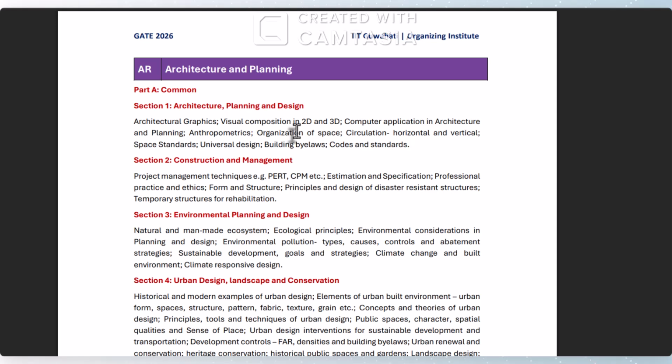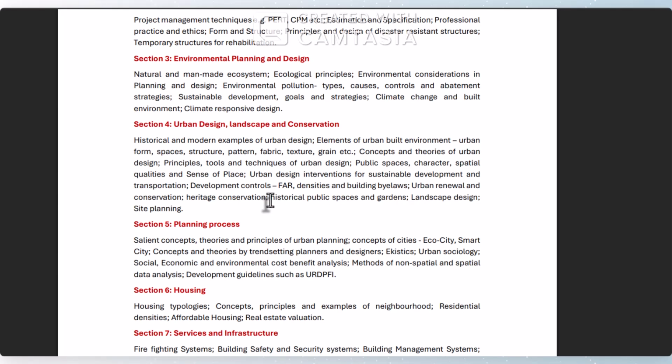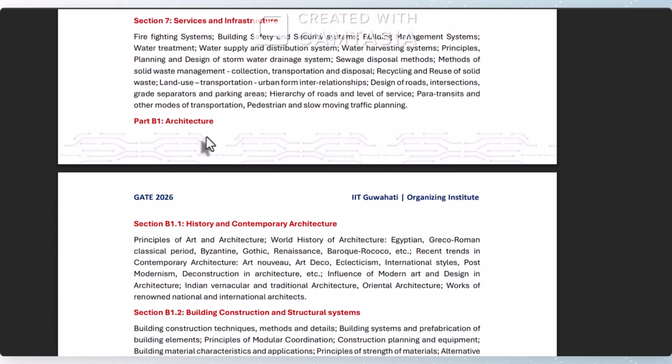In today's video, we are focusing on one of the most important parts of the GATE 2026 architecture and planning syllabus. And in this, the architecture part, that is Part B1, is history and contemporary architecture. The section is very scoring if you prepare it smartly.